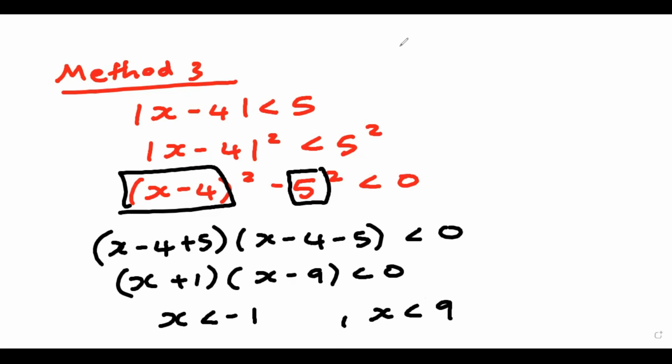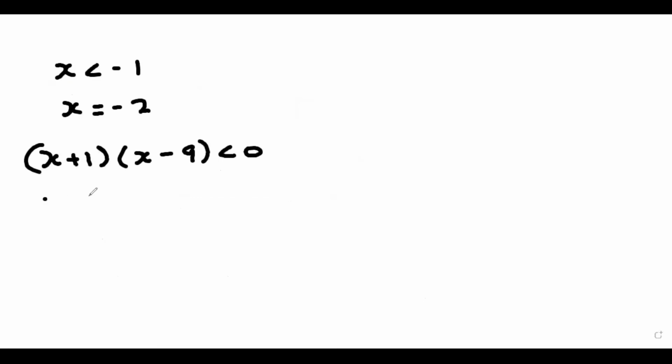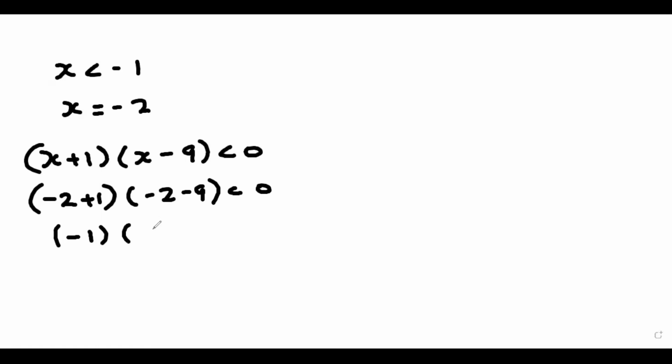So we're testing for x less than -1. So we choose a value for x that is less than -1. For example, x is equal to -2. So we're going to substitute that into (x + 1) times (x - 9) less than 0 to see if it is actually true. So we have (-2 + 1) times (-2 - 9) less than 0. So this would be -1 times -11. But this is going to give you positive 11, and positive 11 is not less than 0. So what that means is the x value has to be greater than -1.